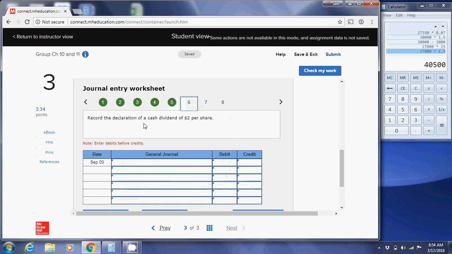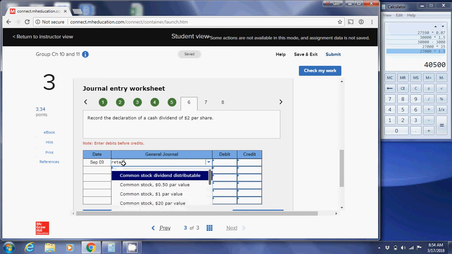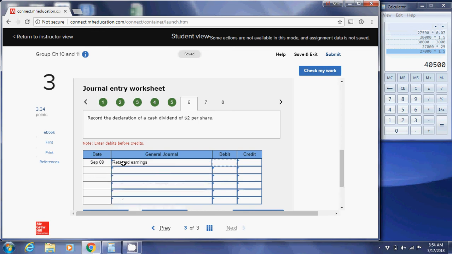All right, so it looks like we are going to declare a cash dividend of $2 per share at this point. So once again, we're going to take that out of retained earnings. And the question becomes, how many shares are we going to declare this dividend on at this point? This is a $2 per share dividend. Well, I don't know how much treasury stock is still out there, right? So let's just go take a look at that real fast.